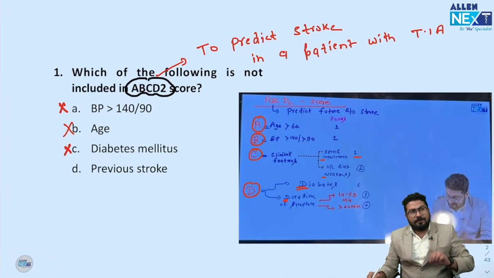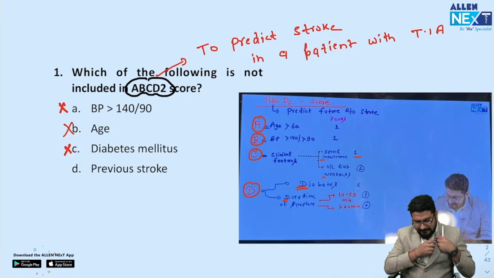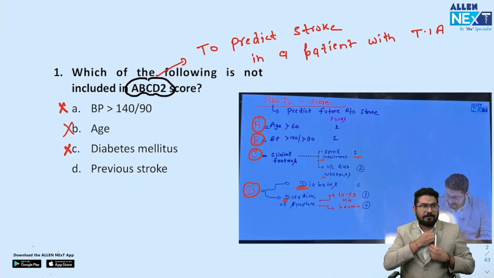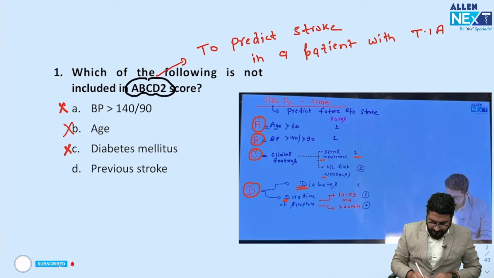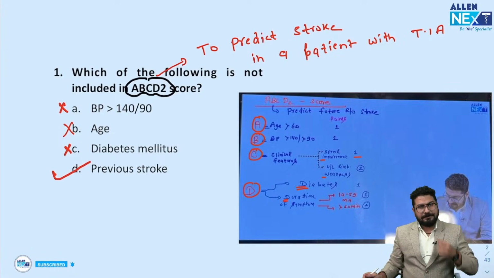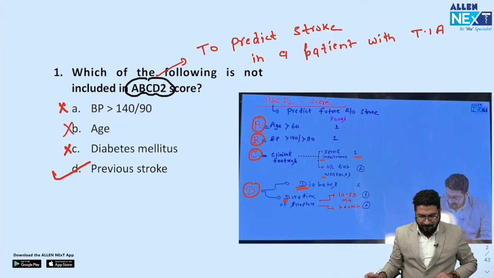So remember, current stroke, current clinical feature, is a feature. But remember, previous stroke is not a feature. Previous stroke is not a feature of ABCD2 score. Clear guys? Am I clear?